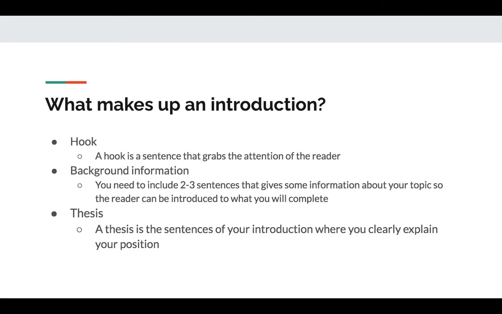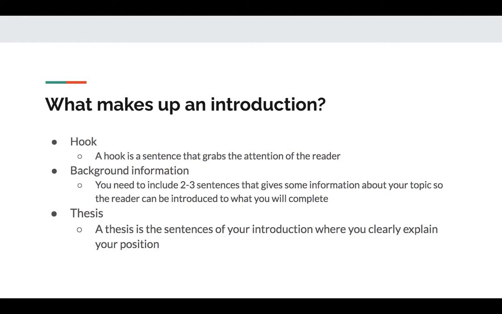Alright, so first of all, a hook and a thesis are both part of an effective introduction. So if you look at the screen, I have the question up of what makes up an introduction. There are many different ways that you can write one, but the one that I will try and teach you in this class is going to have these three elements: a hook, some background information, and then a thesis. As you can see on the screen, a hook is a sentence that grabs the attention of the reader. So just whatever will make sure that your reader is engaged with your idea. And that is usually the very first sentence in your entire essay.